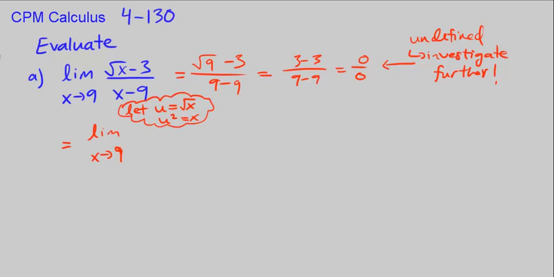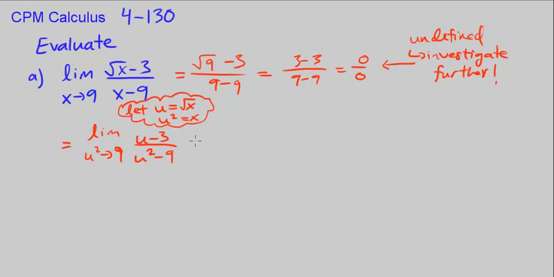So let's go ahead and let this happen, and do the rest. Instead of x, we're going to have u squared. It was approaching 9, because we had x here. And here we're going to have square root of x. So it's u minus 3 over x minus 9, but the x we had is u squared. So I'm just rewriting this using substitution for u.